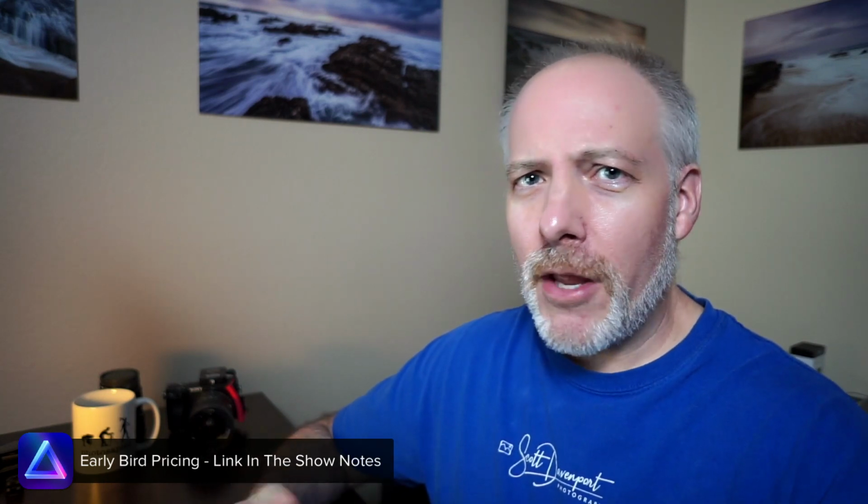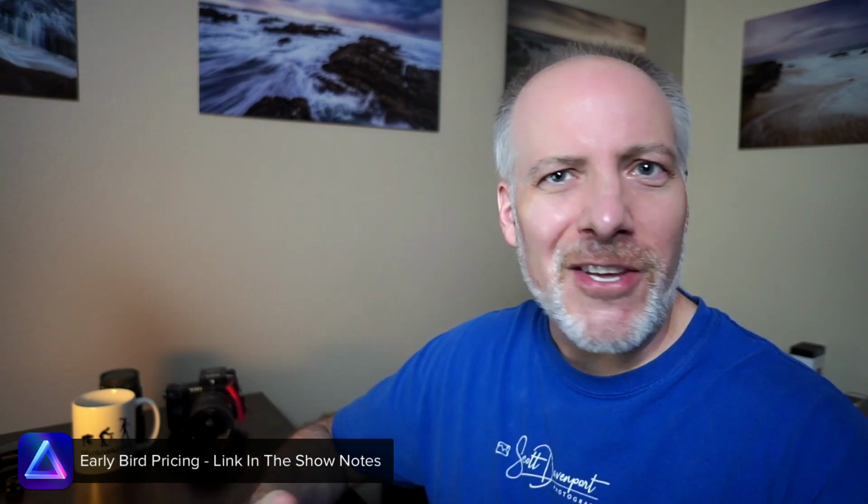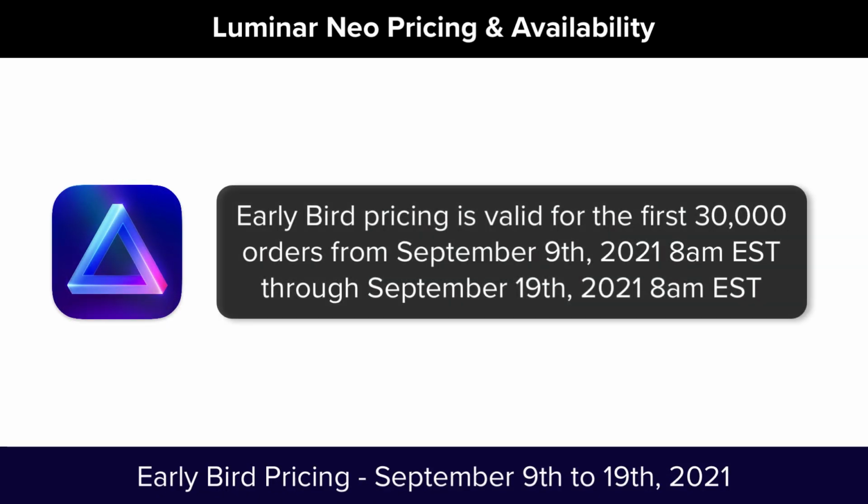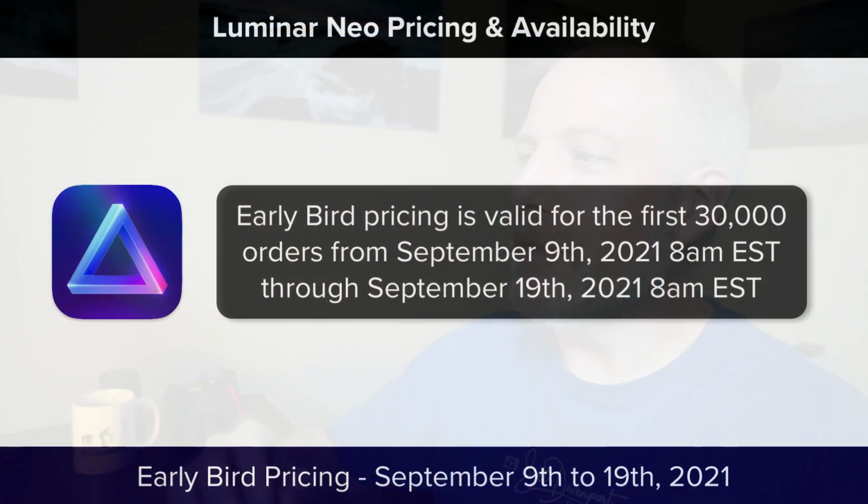Let's talk a little bit about pricing, and we'll get into some of the FAQs and some other tech specs that you'll want to know about. Coinciding with this announcement of Luminar Neo, Skylum is running some early bird pricing for the product. Early bird is defined as the first 30,000 orders from September 9th, 2021, like today, right now, through September 19th, 2021 at 8 a.m. Eastern Time, so New York City time. That's when the early bird pricing is valid. And if you want to get this pricing, then you need to be one of those first 30,000 customers.